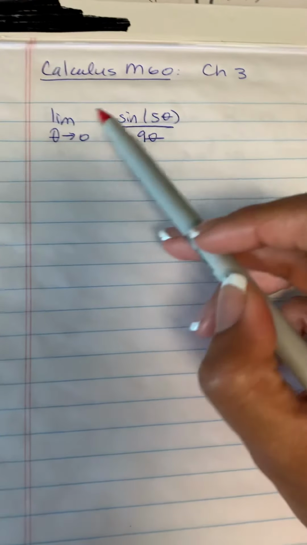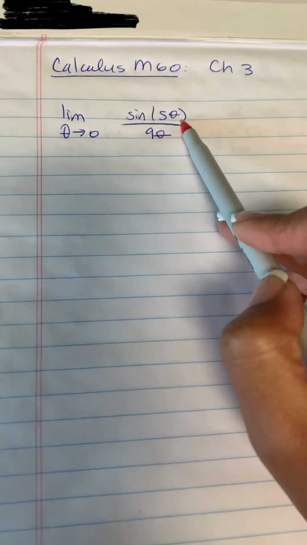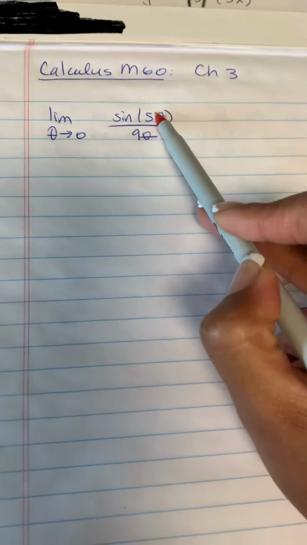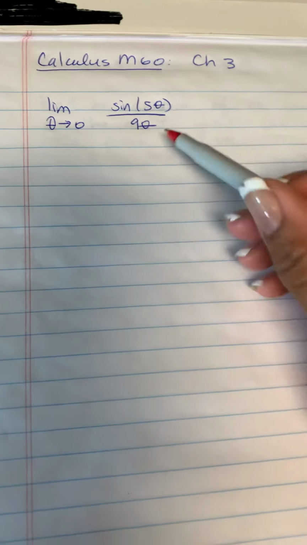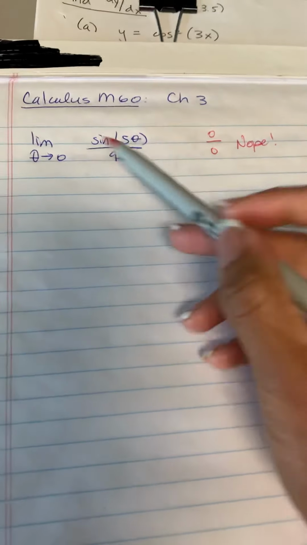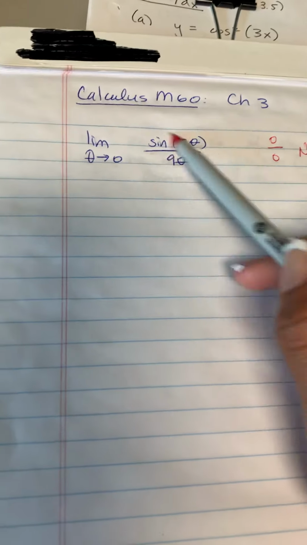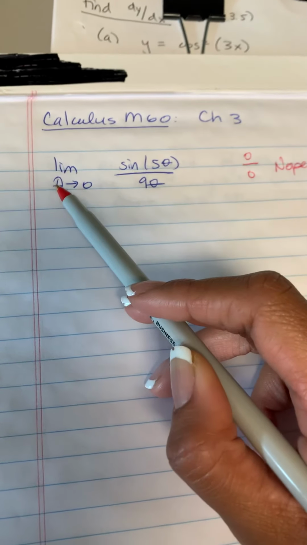When I see this, the first thing I try to do is plug 0 in here. Sine times 0 is just 0, and 9 times 0 is 0. So if I plug it in, I get 0 over 0, which does not work. That means we need to manipulate this function in order to substitute the 0 in for theta.